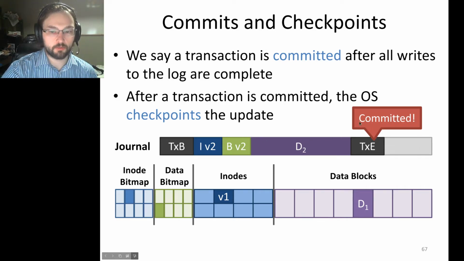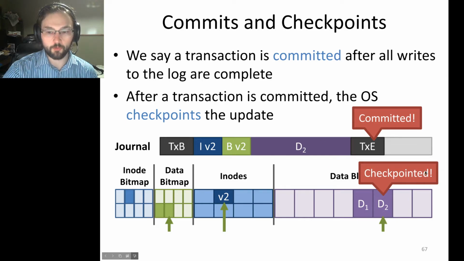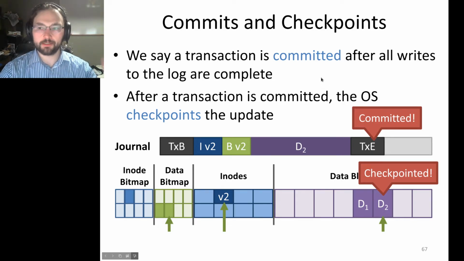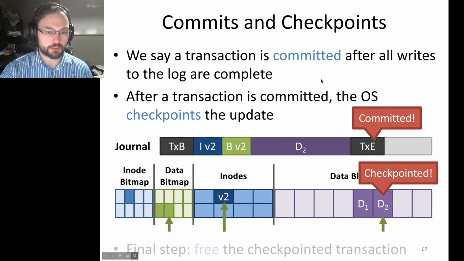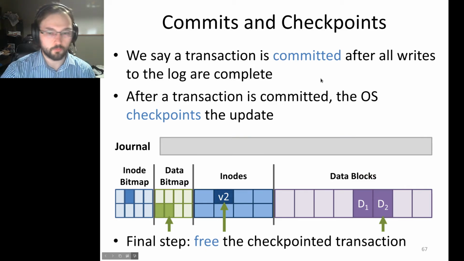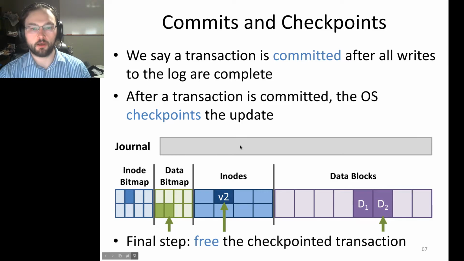Once we commit the transaction, once we've written it to the log, we're then going to go ahead and actually do the update to the data structure. So we'll go ahead and make the 3 changes to our disk data structure, and at that point we say we're checkpointed. And once we're checkpointed, we no longer need the thing in the log, so logically we can erase it. In practice, we wait a little while to do that just for efficiency, but once it's written to the real data structure, it doesn't need to be in the log anymore.